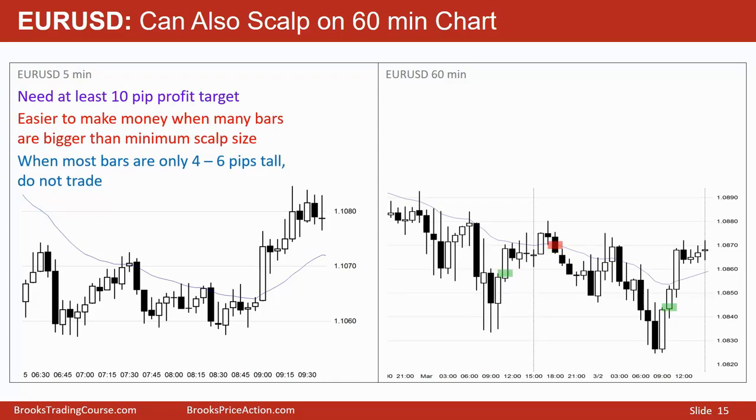It's a lot easier to make money when many of the bars are bigger than the minimum scalp size. Here, most of the bars are only 4 to 6 pips tall, and it's just really hard to make money. This whole range is only 10 pips tall. How are you going to make the minimum scalp of 10 pips? Really, really difficult.